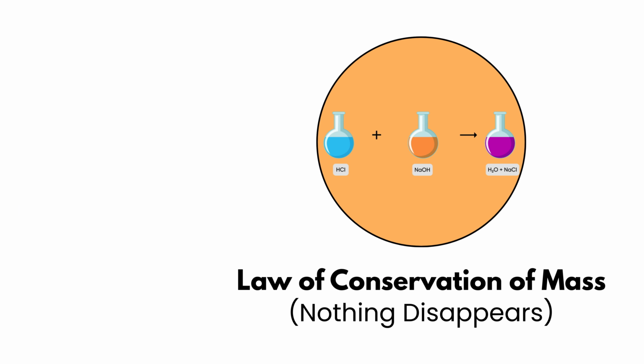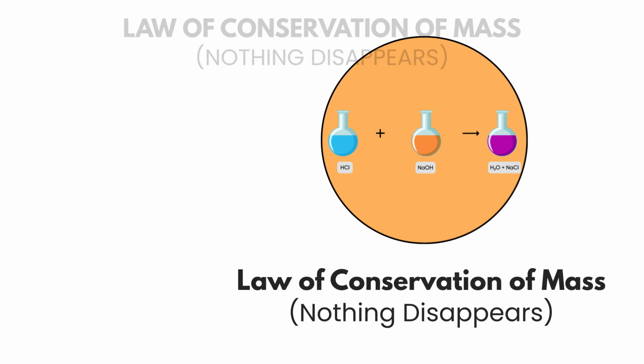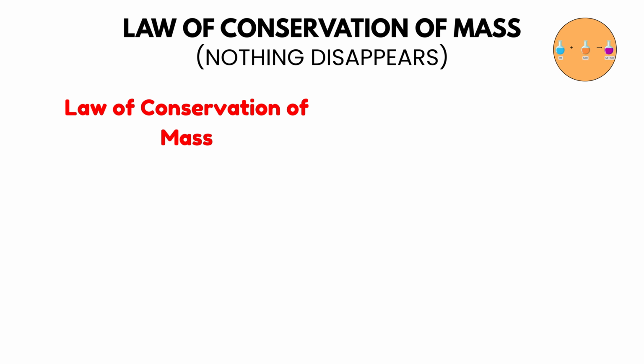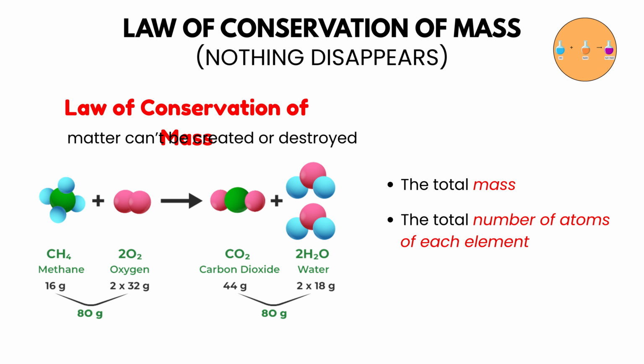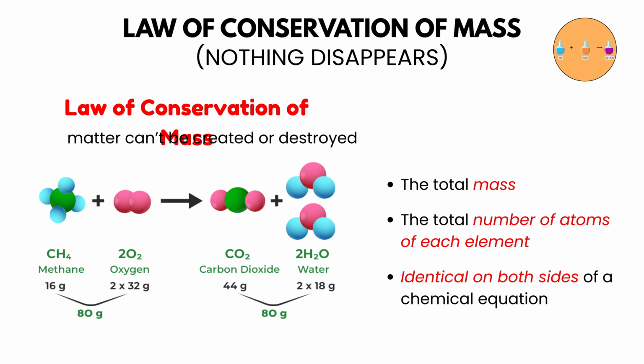Law of conservation of mass. Nothing disappears. The law of conservation of mass tells you that matter can't be created or destroyed. Because of that, the total mass and the total number of atoms of each element must be identical on both sides of a chemical equation. This rule is the entire reason balancing is required.